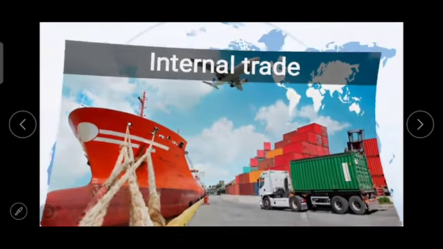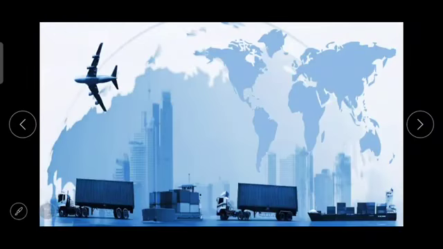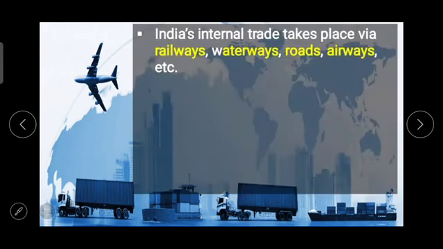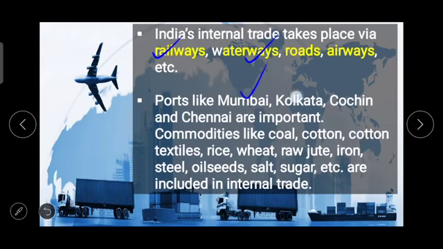And now the next one, internal trade. Like import export, which is foreign trade, internal trade is the trade within the country. India's internal trade takes place via railways, waterways, roads, airways, etc. And in these, ports like Mumbai, Kolkata, Cochin and Chennai are important. And commodities like coal, cotton, cotton textiles, rice, wheat, raw jute, iron, steel, oil seeds, salt, sugar, etc. are included in internal trade.